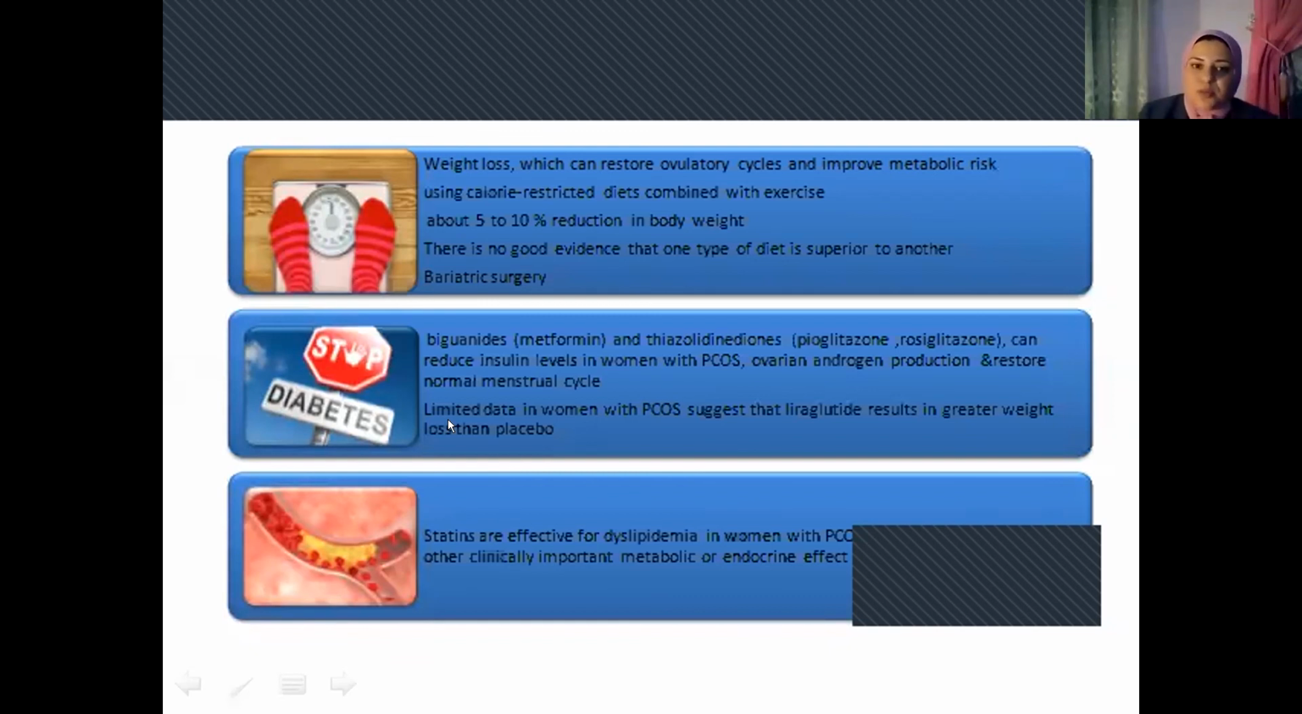We use metformin and thiazolidinediones, which can reduce insulin levels in women with PCO. There are limited data about patients using diet with greater weight loss than placebo. These studies need more research. Statins are effective only for dyslipidemia, but they don't show an effect on the endocrinology or on the PCO.